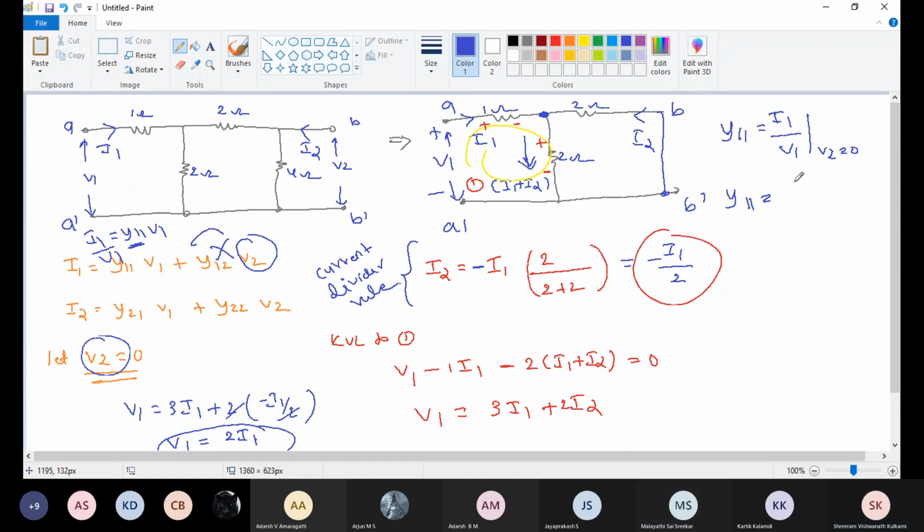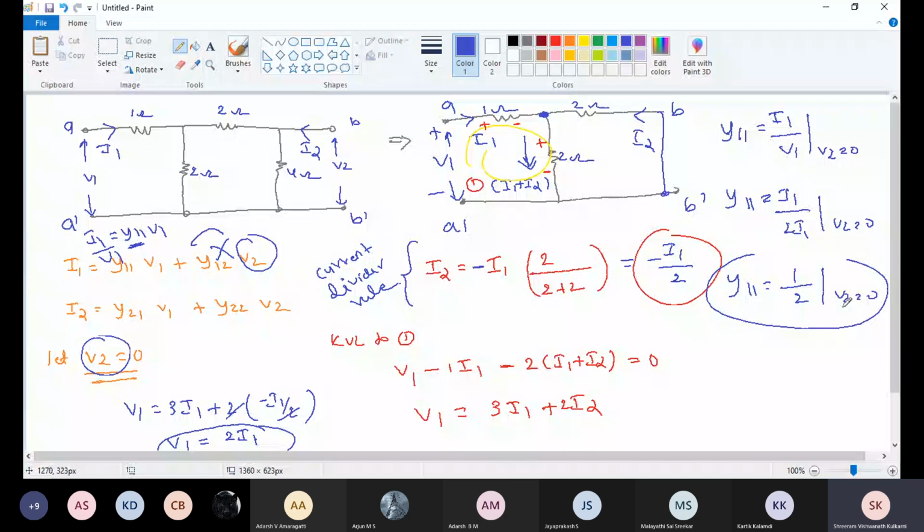So what will I get? 1 by 0.5. Why? Because I1 by I1... Sir, V1 is equal to 2I1. Yes, V1 equal to 2I1. Then I'll get 1 by 2, that is 0.5. Y11 equal to 1 by 2 when V2 equal to 0.